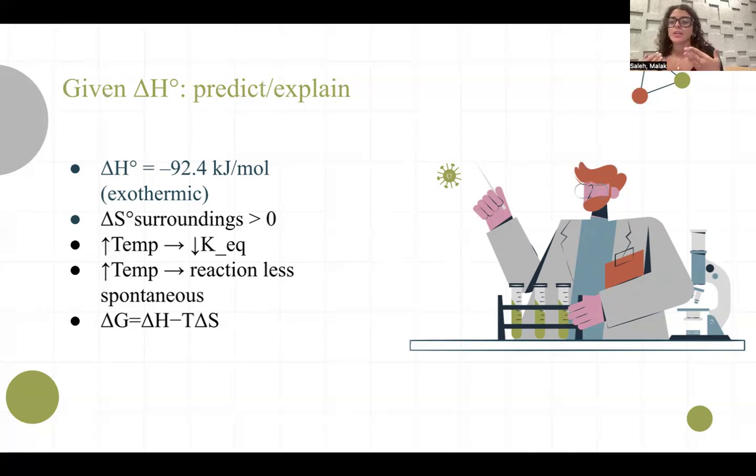Now, if we increase the temperature, the equilibrium constant K is going to decrease. This is because an exothermic reaction is like a system giving off heat. So when you add more heat by raising the temperature, the system shifts to counteract that. So it's going to shift towards the reactants. If we increase the temperature, it also makes the reaction less spontaneous. We know that because of the Gibbs free energy equation.